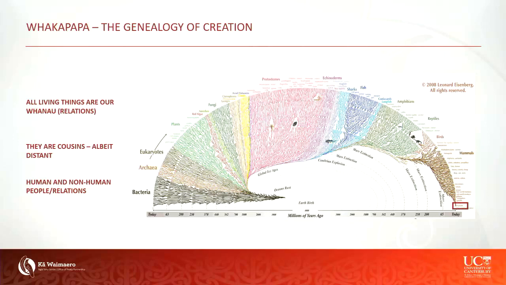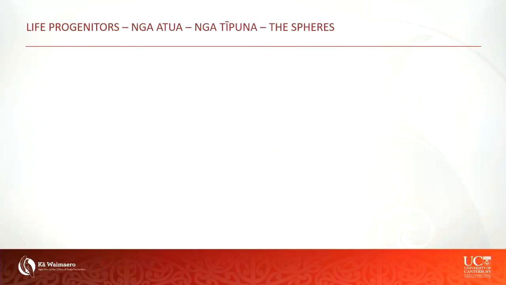This takes us to the next question: where did all of this start? What enabled this flourishing of life to happen and unfold? And then we look at the life progenitors. From a Māori perspective, they're referred to as Ngā Atua, also as Ngā Tīpuna, which means ancestors. And I'm also pulling here on some Western tradition in terms of the spheres, which I will go into.